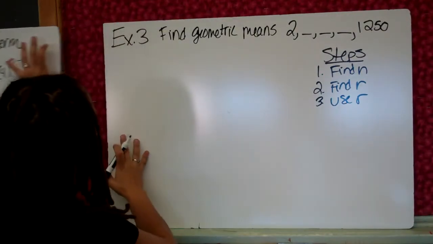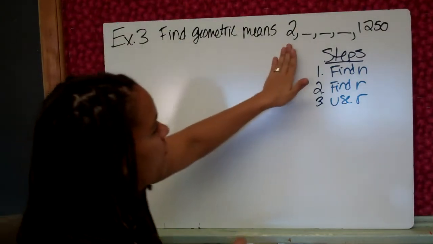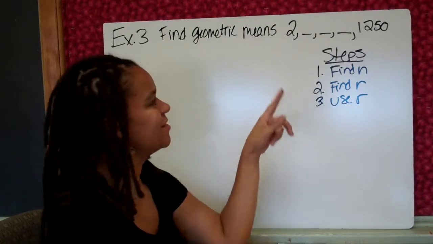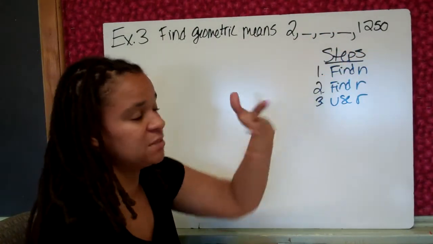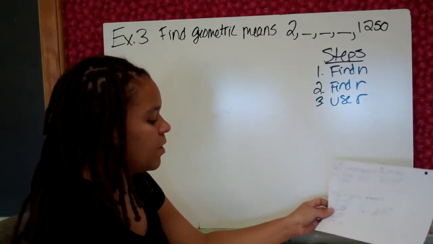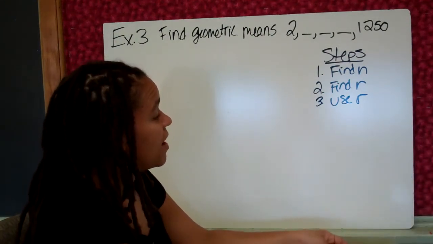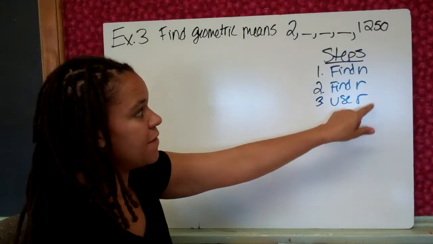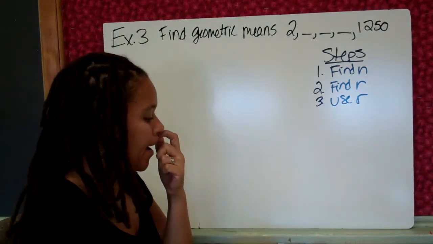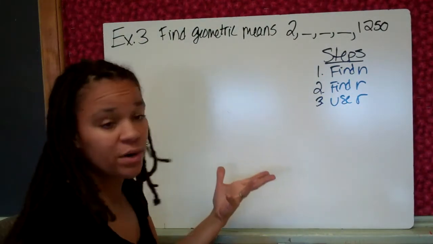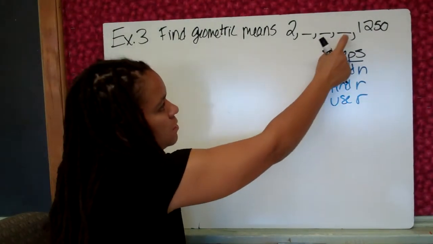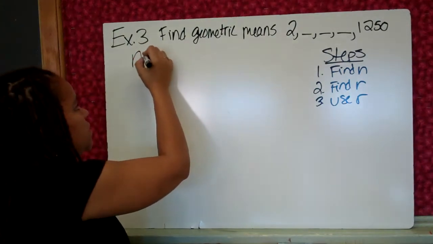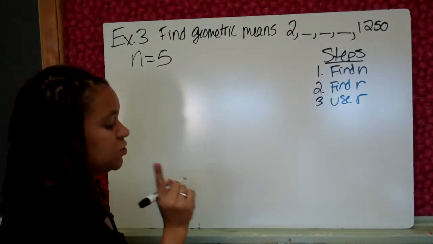All right. Last example, find the geometric means. What that means, we want to find the numbers that are missing in between. So we know the first, we know the last, but we don't know the numbers in between. And the way that we figure this out is we find n, find r, and then we'll use r to help us count. So they already told us it's geometric, so we know it does have to have an r. So the total number of terms is 5. So we know that n is equal to 5. That's how many terms we have.